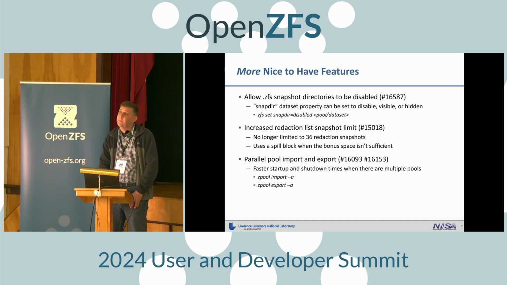Other nice to have things, parallel pool import and export, right? I guess that's a popular one too. So not so important if you've only got one pool on a system, but if you have a lot of pools on your system, then they were previously serialized, right? And they had no particular reason to be, right? They could be done in parallel. And now they are. So zpool import -a and export -a will fully parallelize the pool import and export. So if you've got a lot of pools, it should speed up startup and shutdown times if those are your use cases.